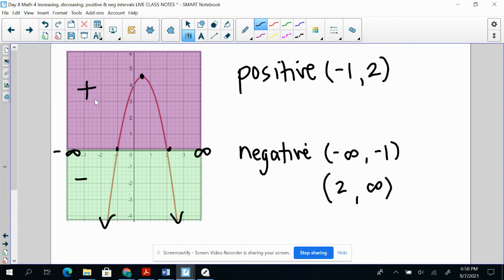So it's simply when is it in the top half of the graph versus when is it in the bottom half of the graph. And that's it for positive, negative intervals. Again, x values, they're domain intervals.